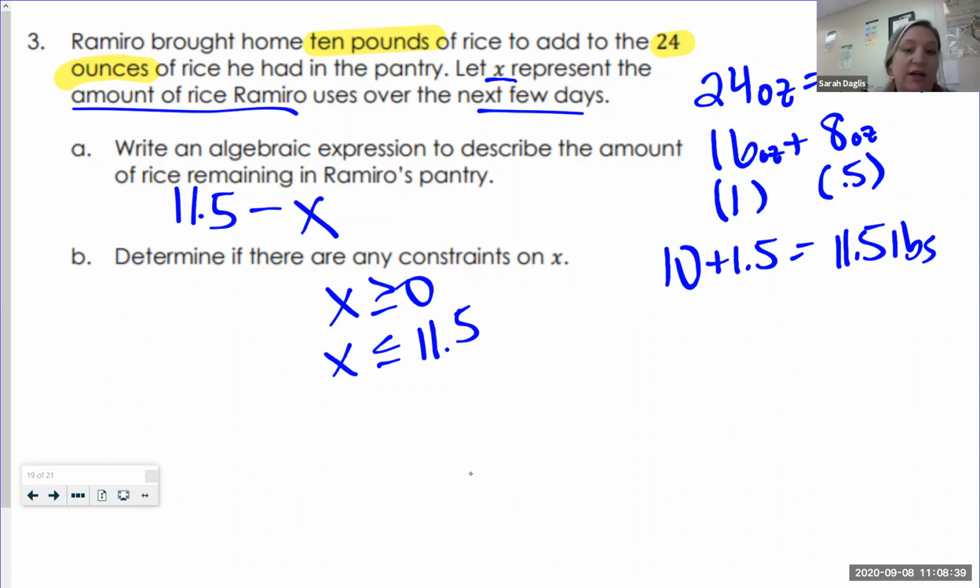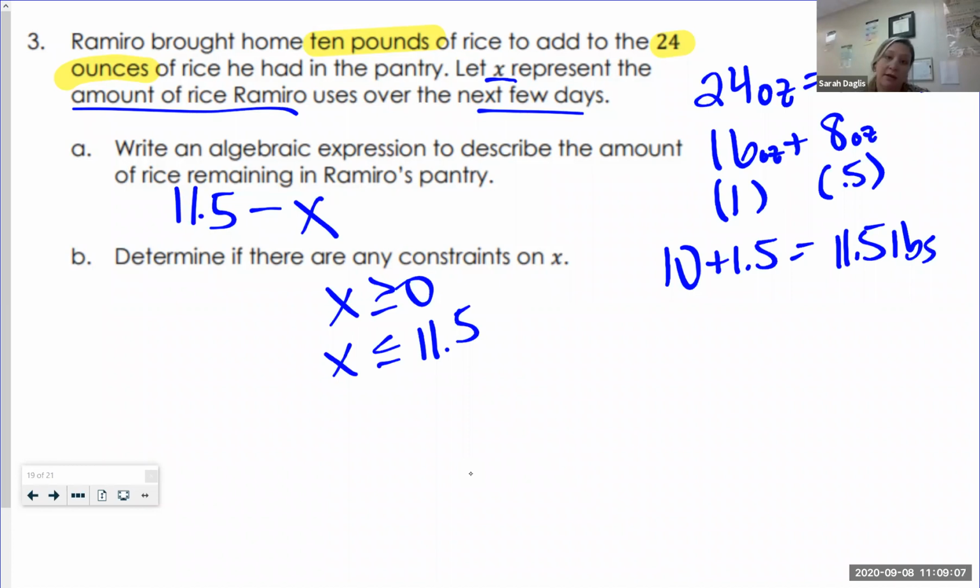So the amount that we're using out of our pantry has to be more than or equal to 0, but it also has to be less than what we have, which is 11.5. Okay, so the tricky part of this one was making sure that all of our measurements were the same. So watch out for that, because they'll try to trick you sometimes, and by they I mean me. Pay attention to your measurements.